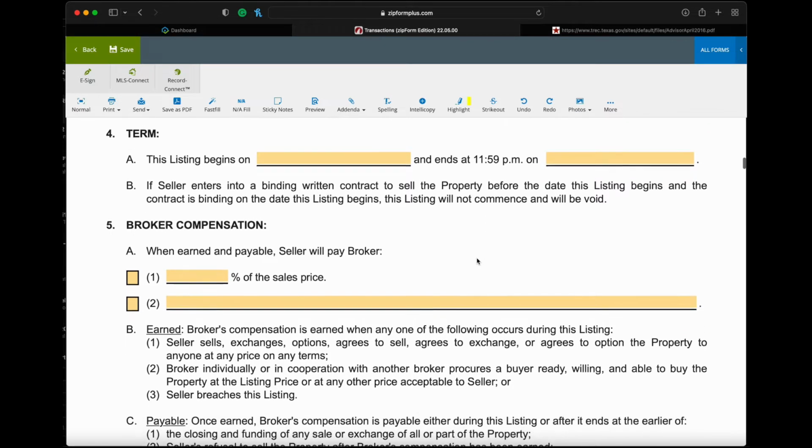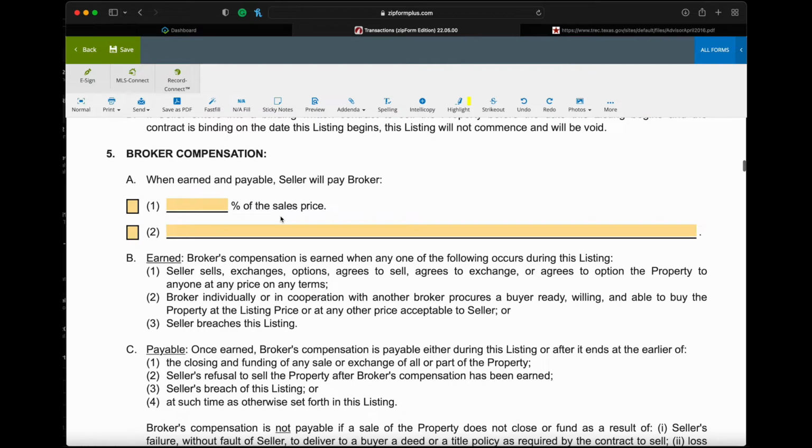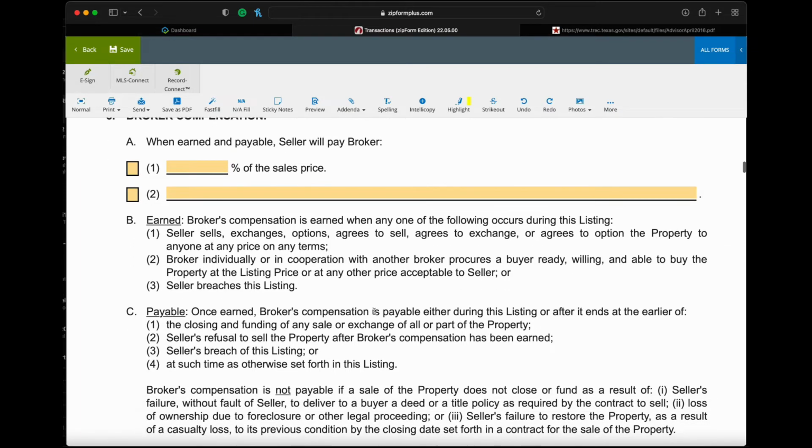Broker's compensation. Very important here. It's how you get paid. When it's earned and payable, the seller will pay the broker. Typically, we like to do 6%. Under some other circumstances, we can probably do a little less. If you're going to do 6%, you put that right here. If it's going to be something else, like 10,000 or whatever, you put that here, but typically we always do a percentage.